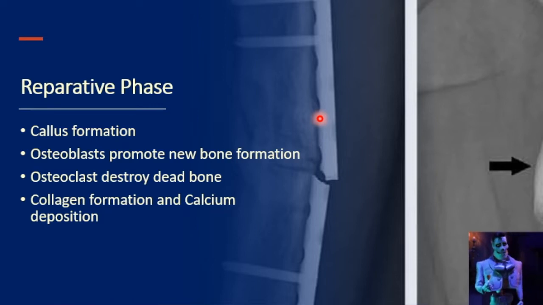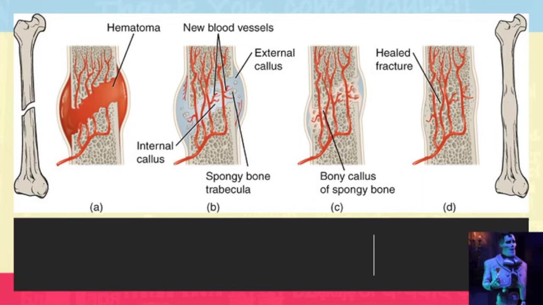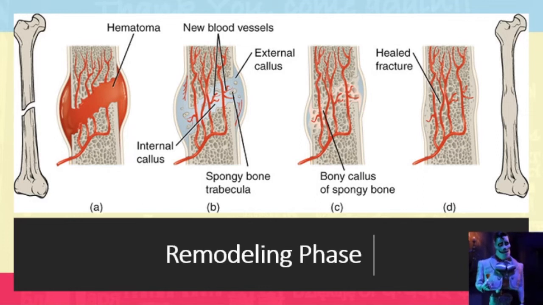Then you have your osteoblast. Remember the role of your osteoblast. It would try to promote new bone formation. And then osteoclast would try to destroy the dead bone that your body would have. Then you have your collagen. The collagen would be formed and your calcium would start to deposit. Then you have your remodeling phase. In the remodeling phase, there is already removal of the excess callus. Then there will be new bone calcification. Then there will be reuniting of the bone.